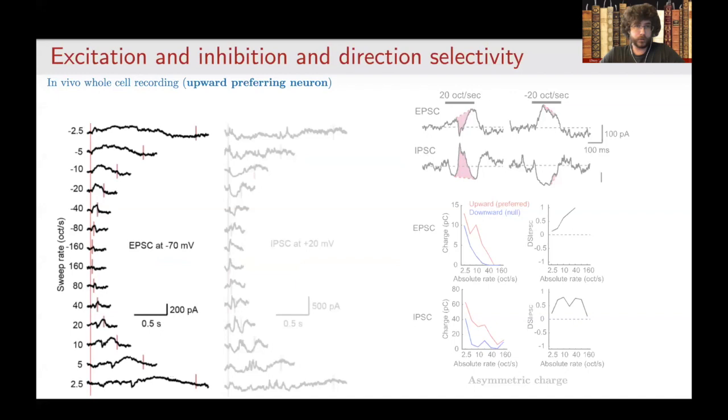So now let's take a closer look at an upward preferring neuron and actually measure the currents going in, doing a voltage patch clamp experiment. Here we're holding it at negative 70, and we're looking at EPSCs, so excitatory currents, which are represented by downward trajectories here. This is an upward preferring neuron, and when we look at speeds going in the upward direction, we do have these strong excitatory blips that occur, and that does not occur in the downward direction.